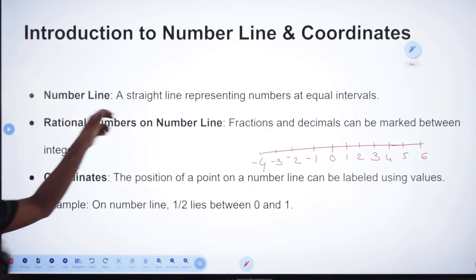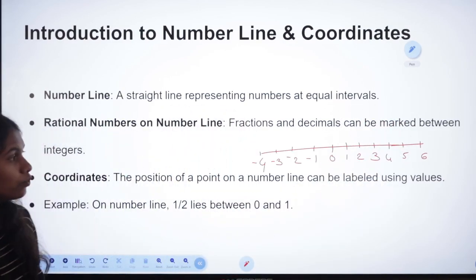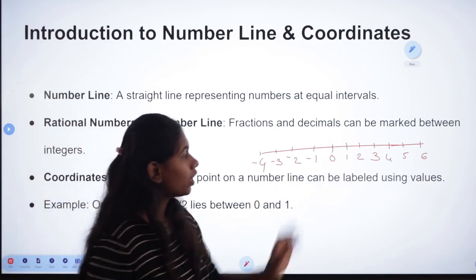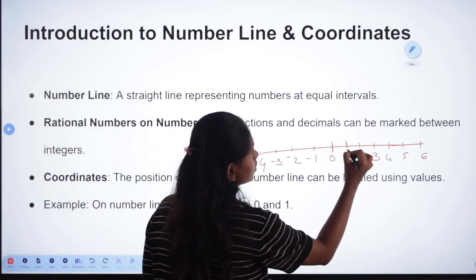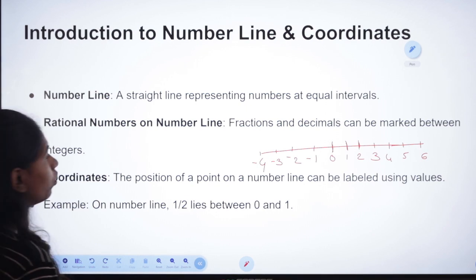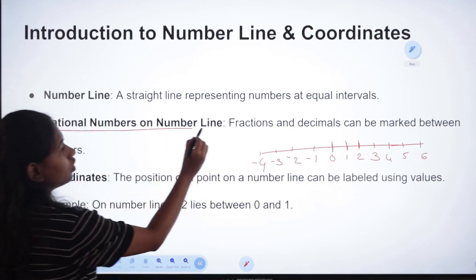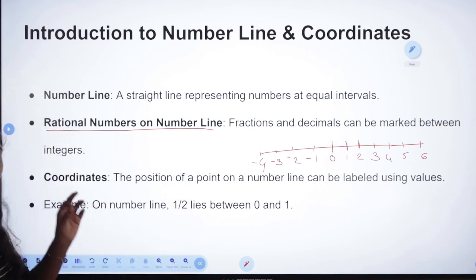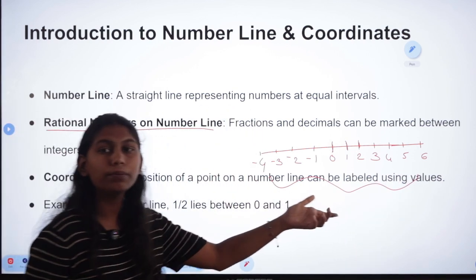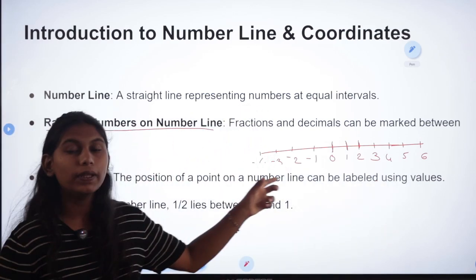A straight line representing numbers at an equal interval means what? This is a straight line, and it is representing numbers at the same interval. So this is known as a number line. Then rational numbers on the number line. What is meant by rational number? Now these are the integers, these are the whole numbers, the positive and negative numbers on the number line.